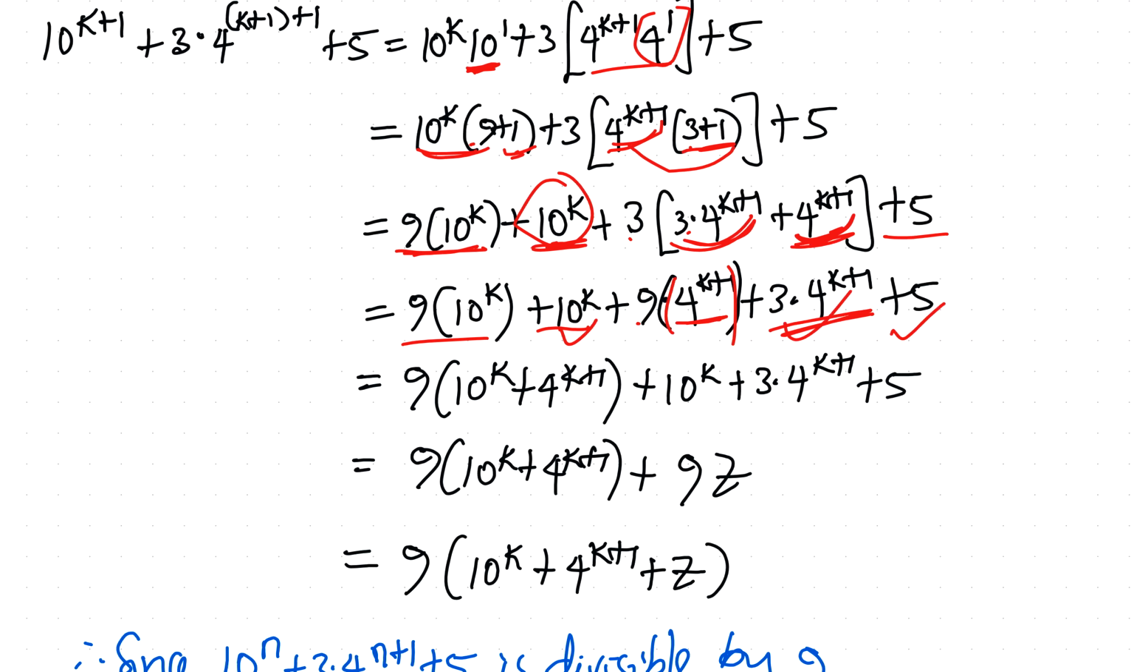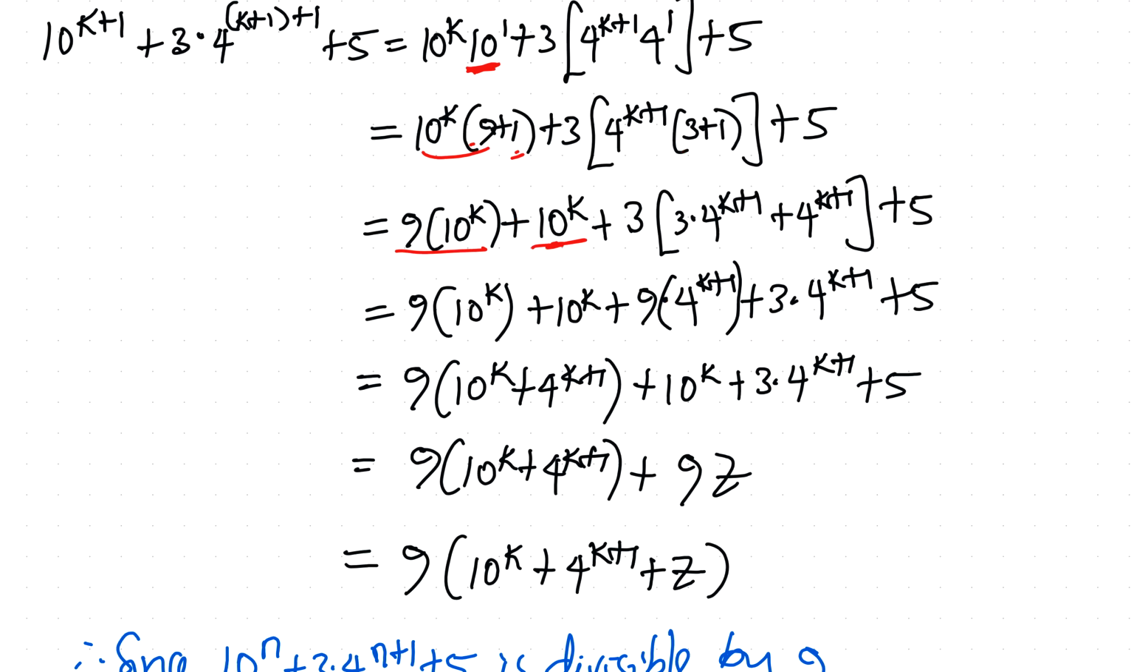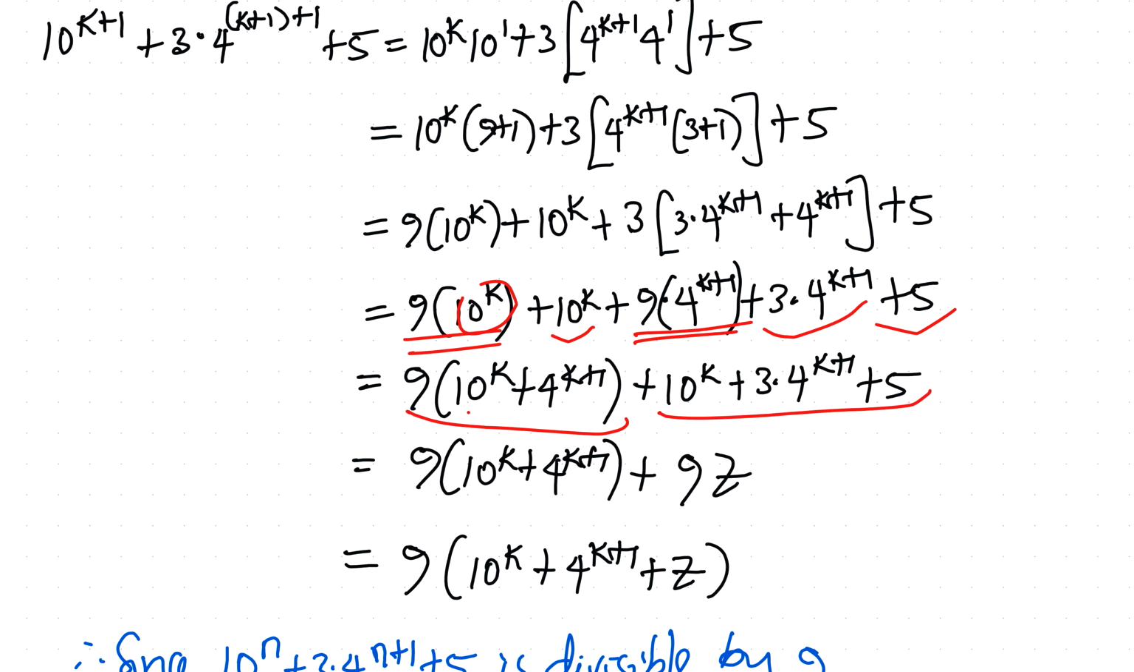But then you can see that the things we need to free are getting freed, like this and this, they are free now. But look at this other one, this and this. They have 9 as a whole number in common, so you can factorize 9. So you have 9 into 10 raised to the power k plus 4 raised to the power k. You factorize, because this is 9 times 10 raised to the power k plus 9 times 4 raised to the power k. And then you now have this 10 raised to the power k plus 3 times 4 raised to the power k plus 5.